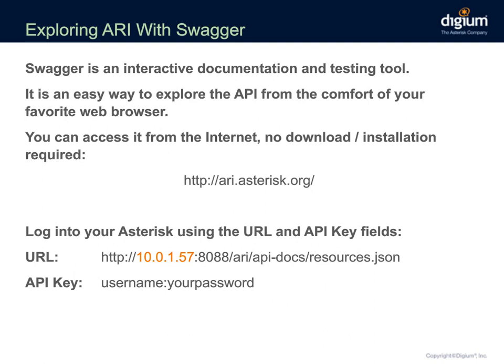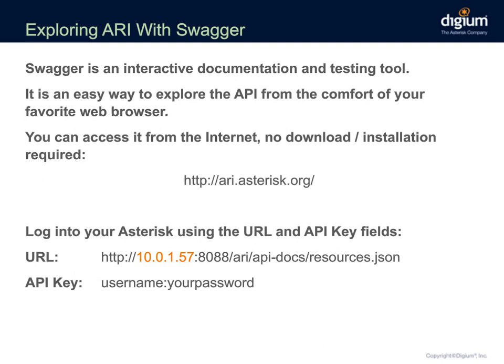10.0.1.57:8088, which is the port you're on, then /ari, because remember, we're talking to the general purpose web server built into Asterisk, so we have to tell it that we're going into the ARI subsection, and then api-docs/resources.json, which is built into every instance of ARI, so it is self-documented. When the Swagger UI connects to it, it will pull the exact documentation for the interface you're using from your system. So you'll have exactly what's up to date and correct there.